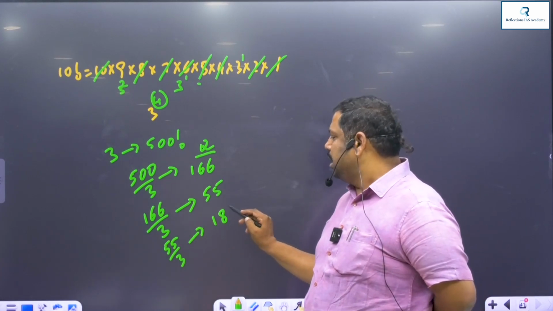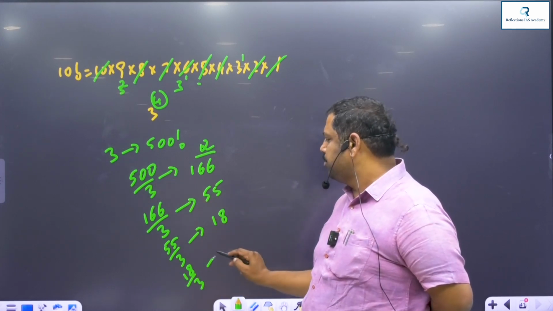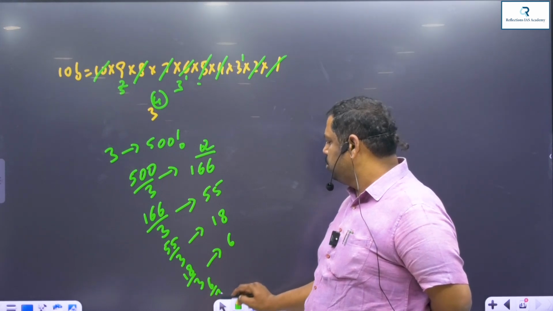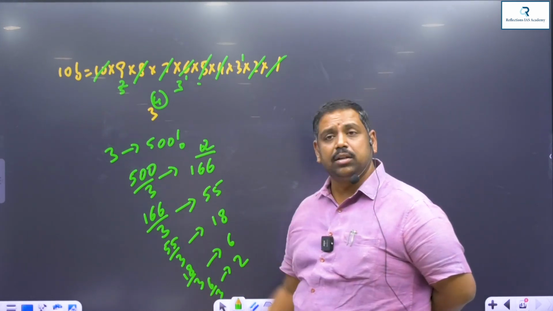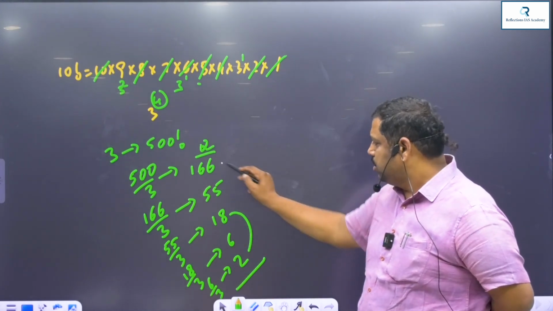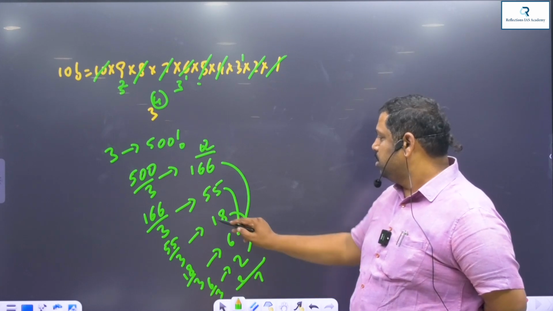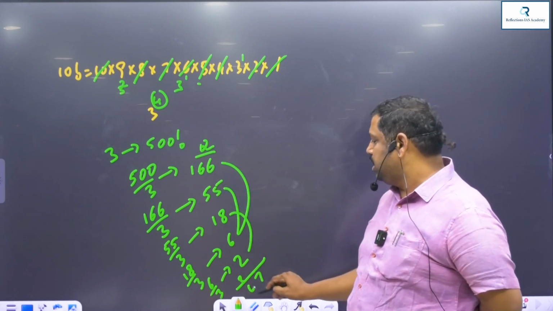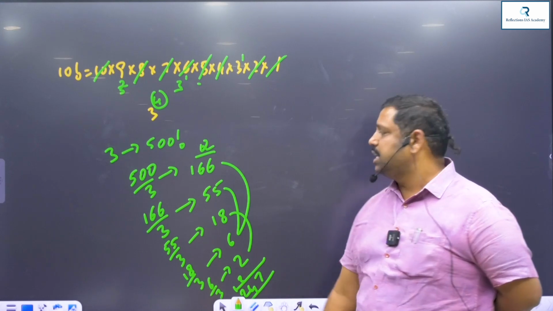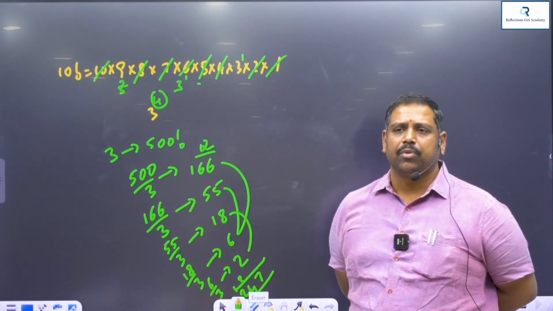18. Now this is not right. Again continue. 18 by 3 is how much? 6. 6 by 3 is how much? 2. Yes, now it is less than that. Now you have to add all these numbers. 166, 55, 18, 6 and 2 add up to 247. 247 is the highest power of 3 in 500 factorial.